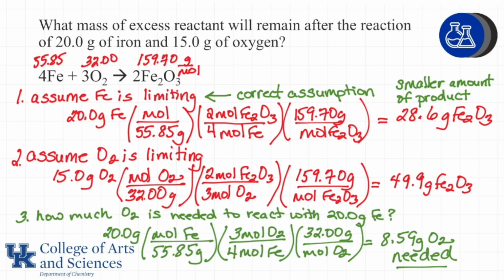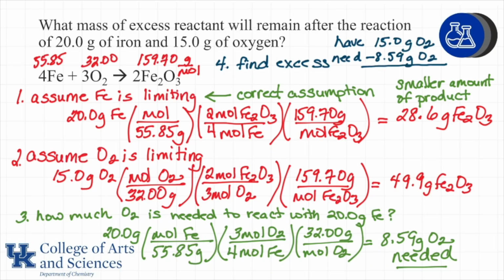We always want to go back to the original problem and make sure we're answering the question that's being asked. We know how much oxygen we need. We know how much oxygen we have, so we can figure out how much is left over. So our fourth and final step, we're going to find the excess. We have 15 grams of oxygen. That's what was given in the problem. We determined that we need 8.59 grams of oxygen to react completely with our 20 grams of iron, which is our limiting reagent. And we can subtract that to get 6.4 grams of oxygen in excess.